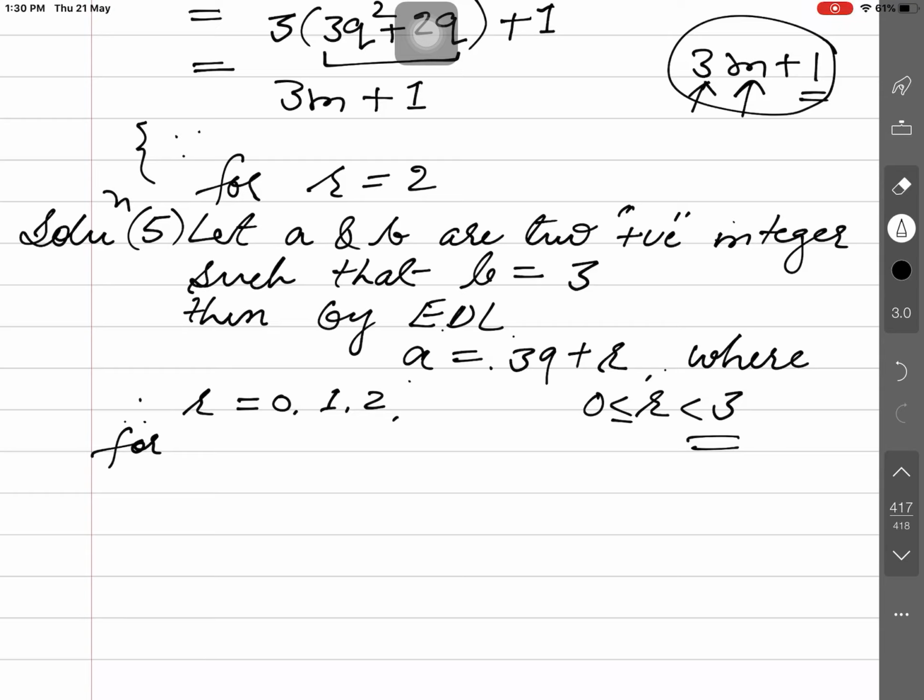So listen here please. For r is equal to 0, 1, 2, the numbers 3q, 3q plus 1 and 3q plus 2 are positive integers.